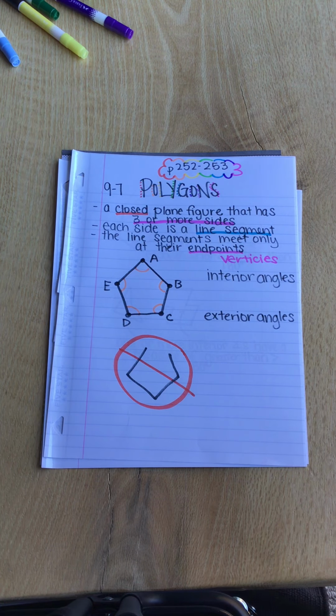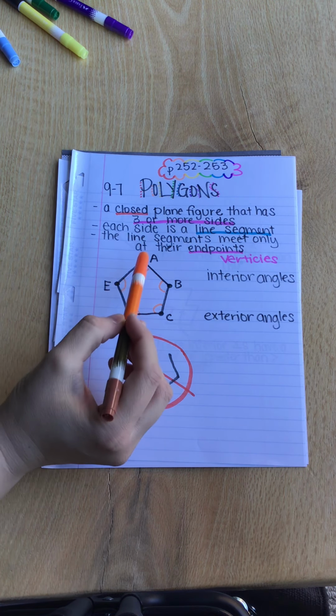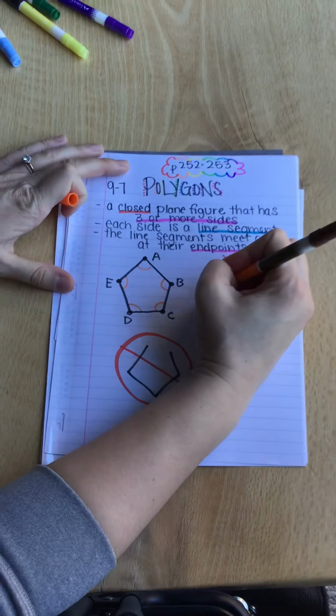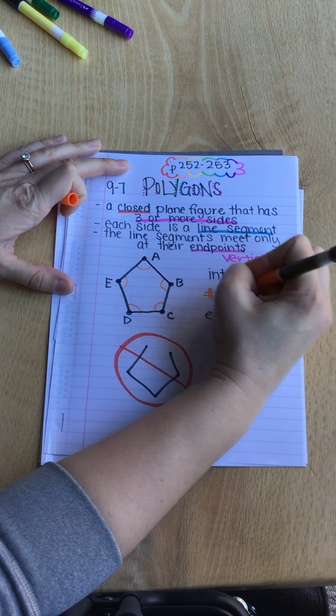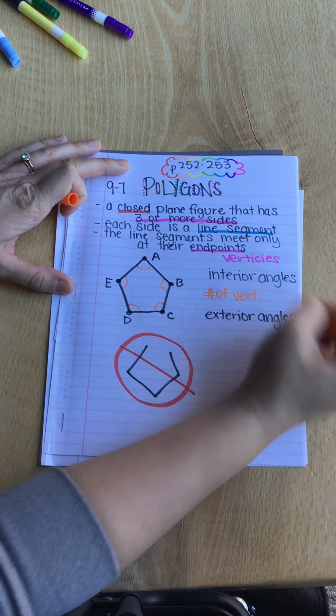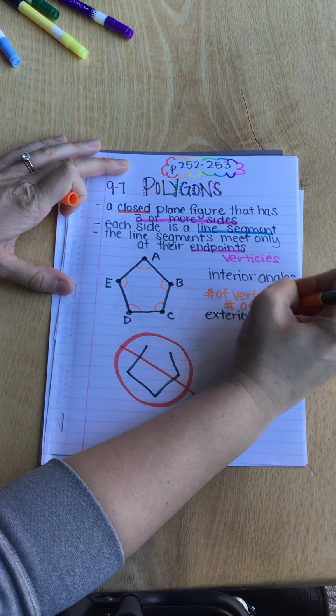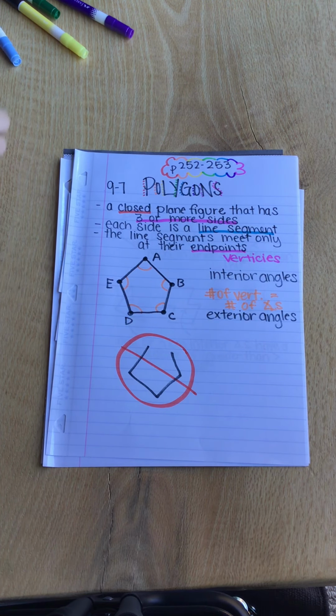You are going to see that on the homework, and it's going to be almost so easy where you're like, no, this is wrong. No, it's not. The number of vertices is the number of angles. Isn't that beautiful? So let's write that. Number of vertices equal number of angles. That one's important. Okay, now the exterior angles.